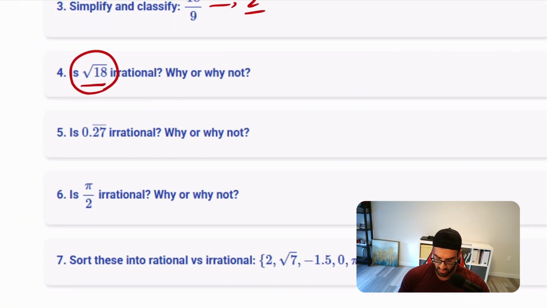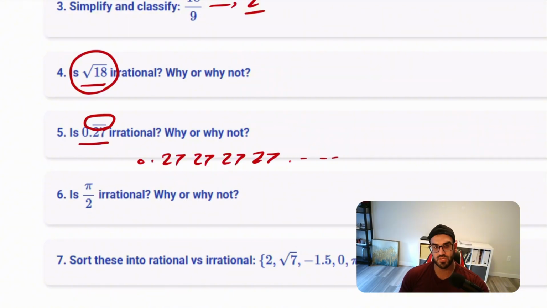What about this number? This number means 0.27272727 to infinity. So we use this symbol in order to show this big number. Obviously this number can be considered a rational number. Why? Because if you find 3 divided by 11, you can see this number.